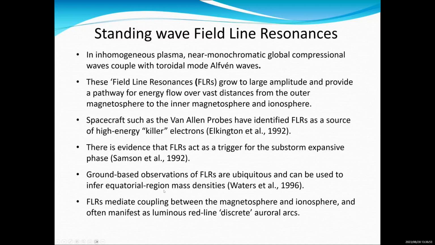We're interested in these waves for these reasons, but also because they're ubiquitous and have various applications. For example, they can be used to infer equatorial region mass densities, which is important for space weather. And because these waves carry field line currents and have both parallel and perpendicular electric fields, they participate in magnetosphere-ionosphere coupling. One manifestation of this is so-called red line emissions at 6,300 angstroms. Auroral arcs, basically, that glow with emissions produced at a wavelength of 6,300 angstroms.